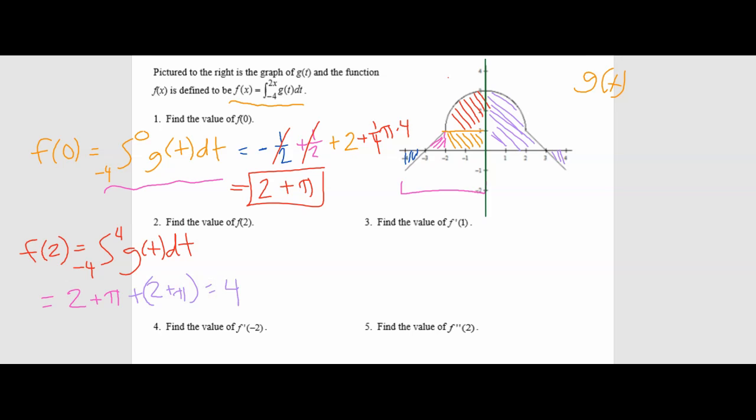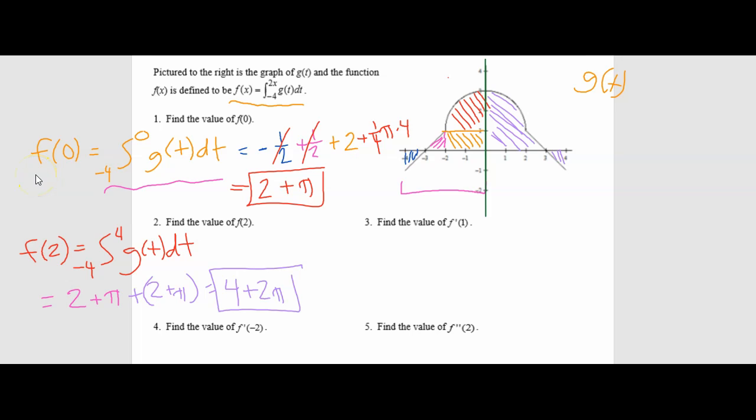So here I get 4 plus 2 pi. And again, you could go ahead and break the right side of that down into the same shapes and find the areas of those, or you could recognize that it's an even function, so the area on the left-hand side of the y-axis is going to be the same as the area on the right-hand side of the y-axis.